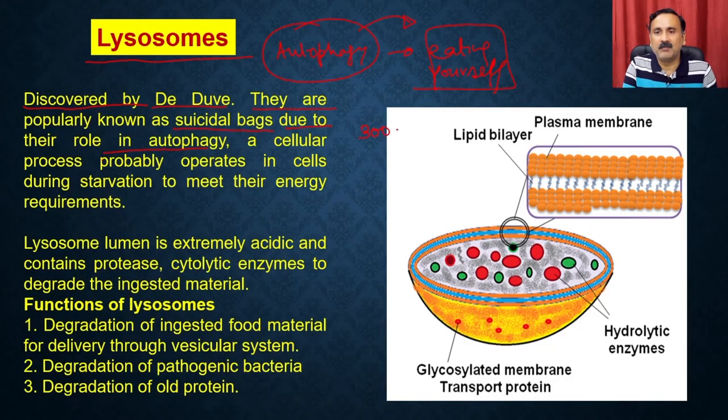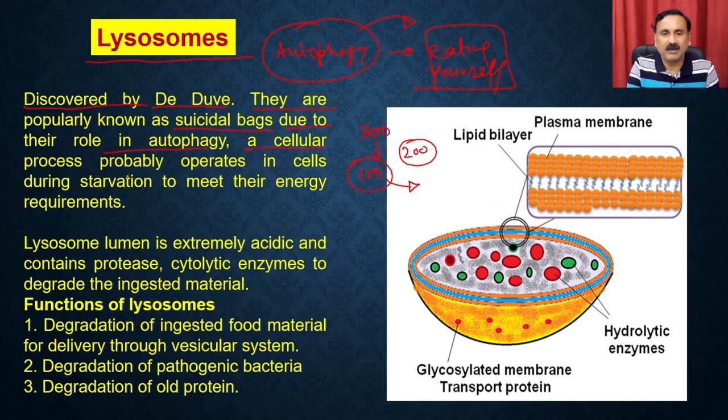When the cell cannot produce enough energy because it is not getting nutrition from outside, what it will do is, for example, suppose it has 300 copies of some organelle. It will start utilizing them, working with 200 copies of that particular organelle, and the other 100 copies it will destroy, and that material it will use for its nutrition. That process is called autophagy. But this is a suicidal pathway, right? And that's why lysosomes are known as suicidal bags.